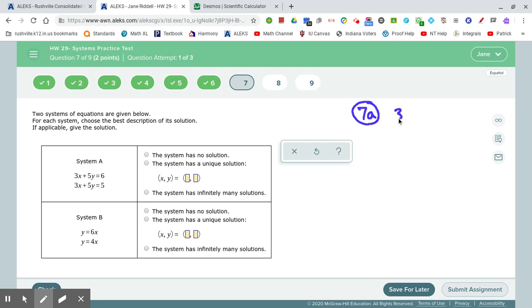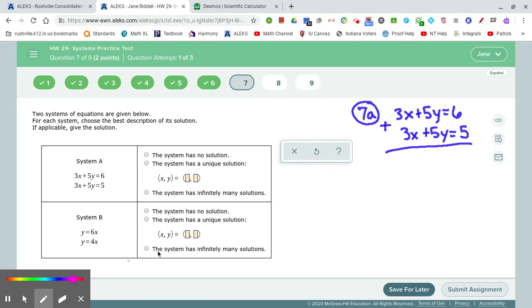I have the system 3x plus 5y is equal to 6, and then I have 3x plus 5y is equal to 5. This is set up for elimination because I have x's followed by y's followed by equals followed by the numbers without the variables, the constants. So if I try to add my two equations together right now, I'm going to come up with 6x plus 10y. Nothing canceled.